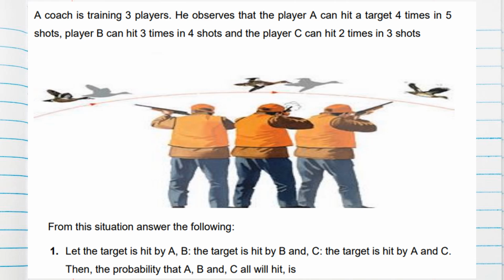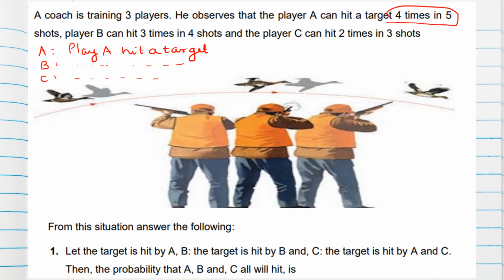So if we consider A, B, C events, where A says that player A hit the target, and similarly the B event we can consider player B hit the target, and the C event will be C hit the target. So here it's clearly mentioned, out of 5, 4 times he hits the shot.